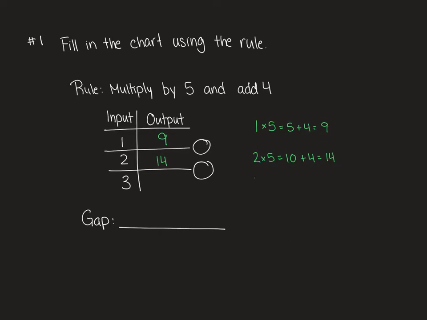Now for our third one, here's our input. We multiply by 5, so that gives us 15, and we add 4, and that gives us 19. So as we look, to get from 9 to 14, we would need to add 5. And to get from 14 to 19, we would add 5. So our gap is add 5 or plus 5, because remember you could have a negative gap, so then you would need to put negative 5 or subtract 5.